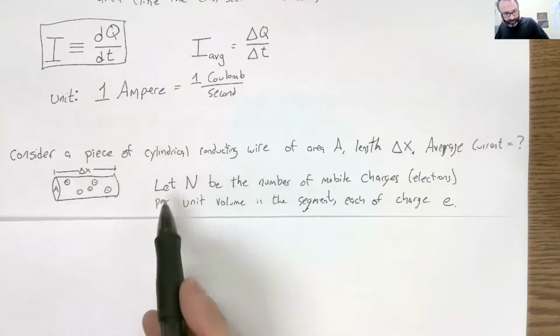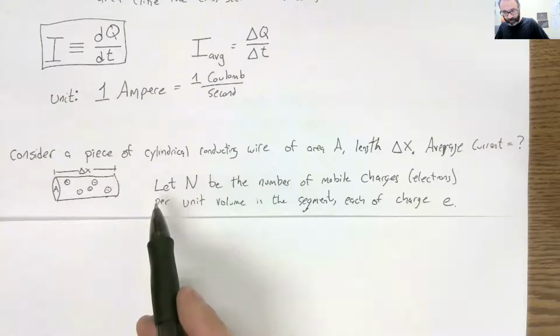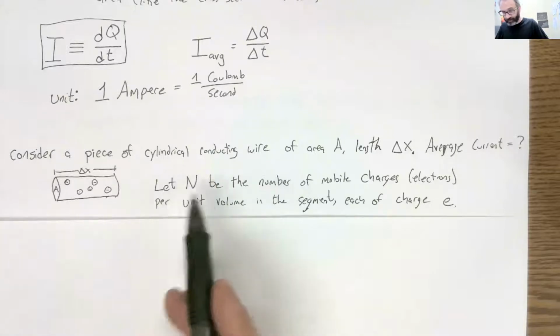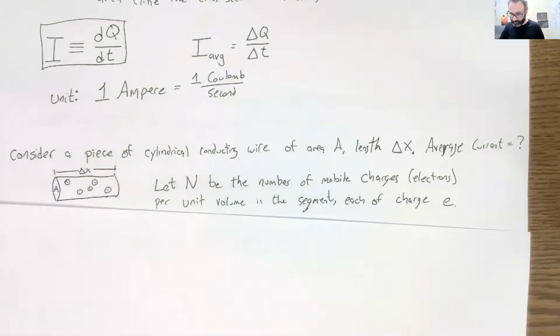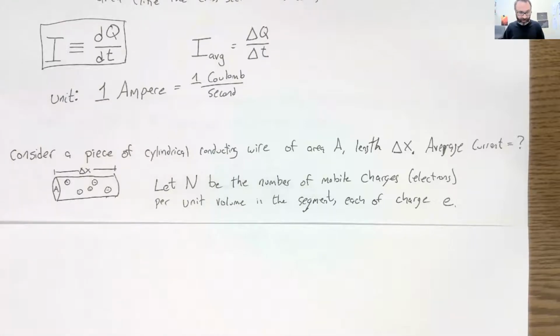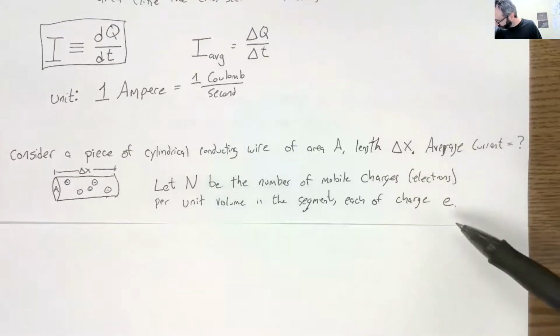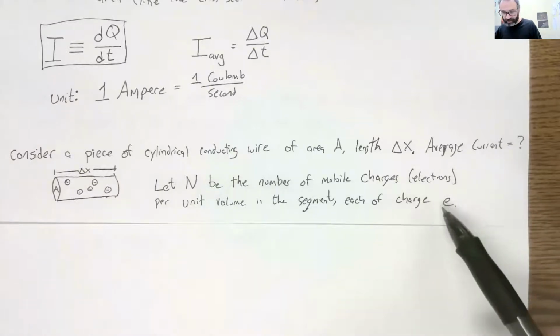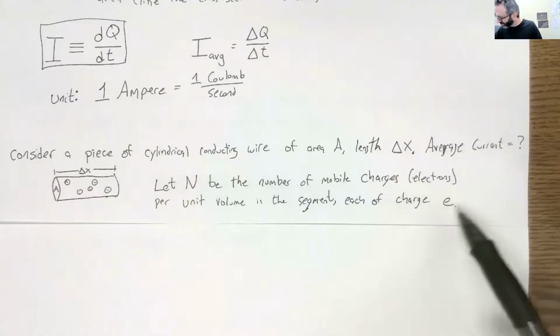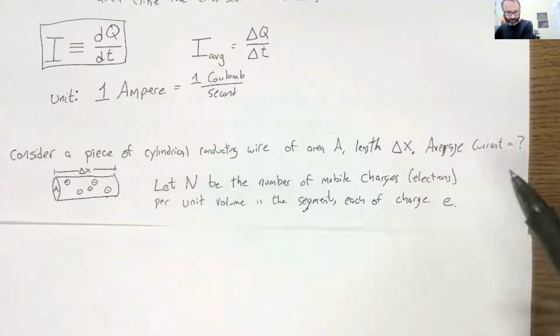So we're going to write N, and this is something that we can measure or, more likely, look up for a given material, for a given metal. N is just the number of mobile charges, and by mobile charges I mean electrons in most cases, per unit volume. Since we're talking about electrons, although we could do the same thing for something else, but that's pretty much all we're going to be dealing with, each has charge E. E is the constant, 1.6 times 10 to the minus 19 coulombs or something like that, the charge of an electron. So that's just a constant.